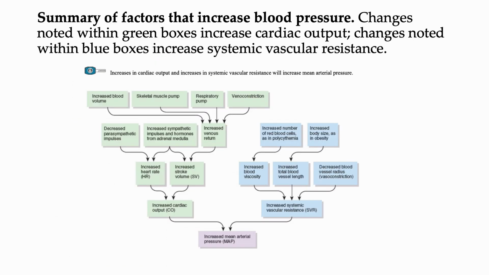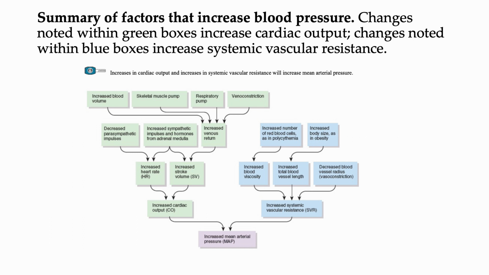This flow diagram shows the two mechanisms that can raise blood pressure. These mechanisms are increased cardiac output and increased systemic vascular resistance. The factors shown on the left side of the diagram affect cardiac output. They can be divided into two groups, since cardiac output is dependent on heart rate and stroke volume.